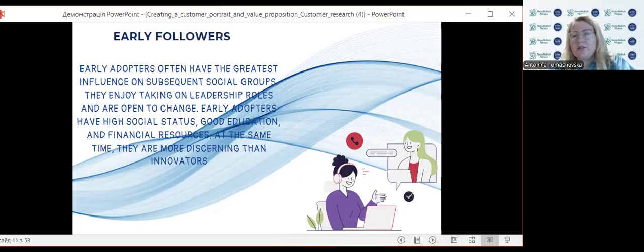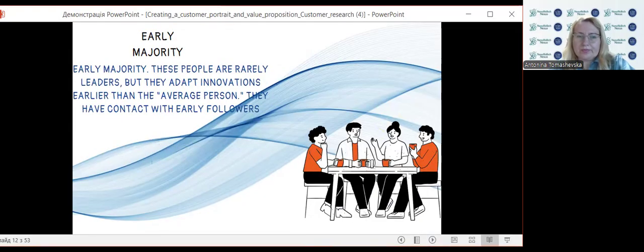To attract this group, information verified by innovators about the advantages of the product, operating instructions, a list of technical characteristics, etc., is necessary. At the same time, early adopters do not need to be convinced of the necessity of constant changes in their lives. They already enjoy trying everything new.